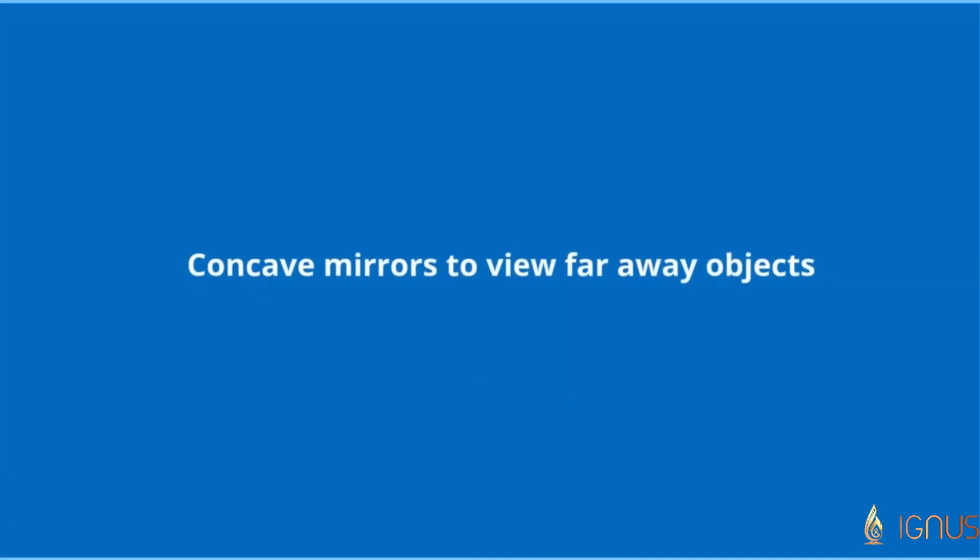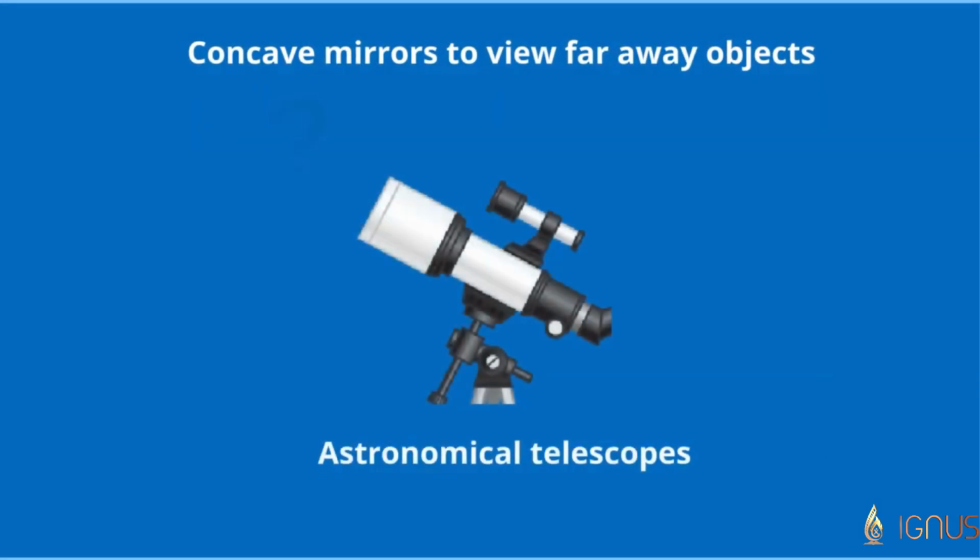Where else in the world do we use these types of mirrors? We can use concave mirrors to view the objects which are very far away from us. Think about it. Yes, I'm talking about astronomical telescopes.